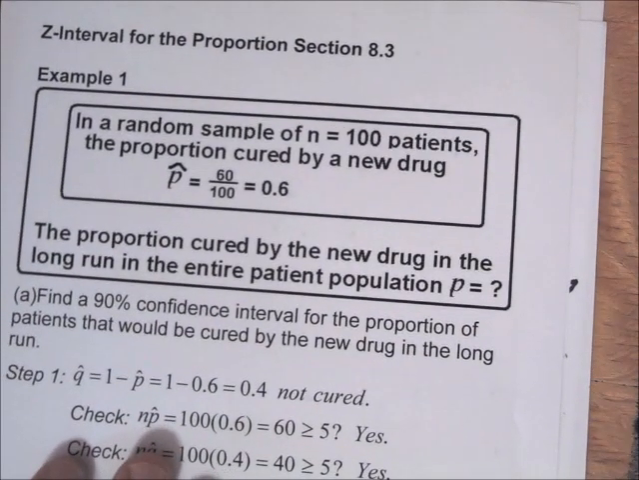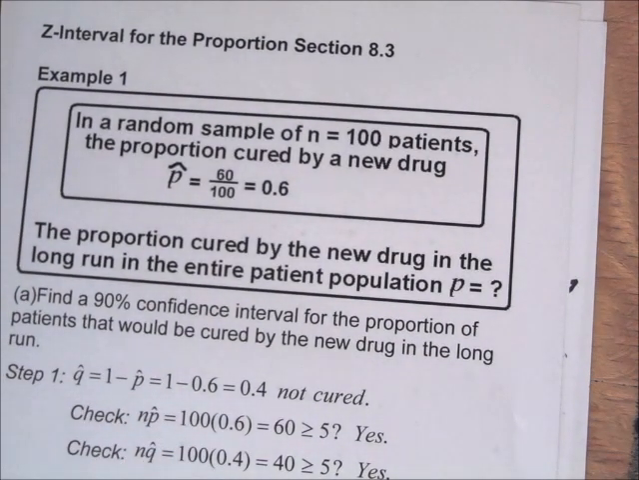Confidence interval for a proportion. In a random sample of n equals 100 patients, the proportion cured by a new drug, p hat, is 60 over 100, or 0.6. This is taken from a larger population of millions of patients. In that population, the proportion that would be cured by the new drug, represented by the letter P, is unknown.